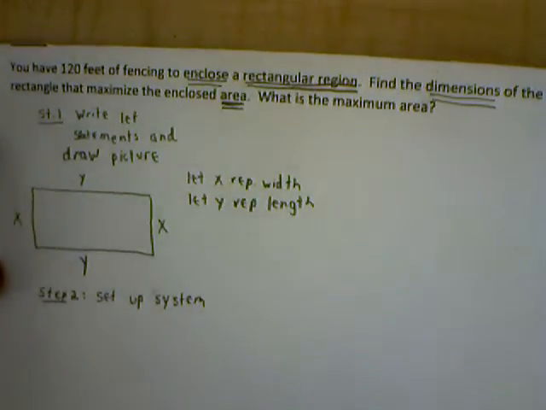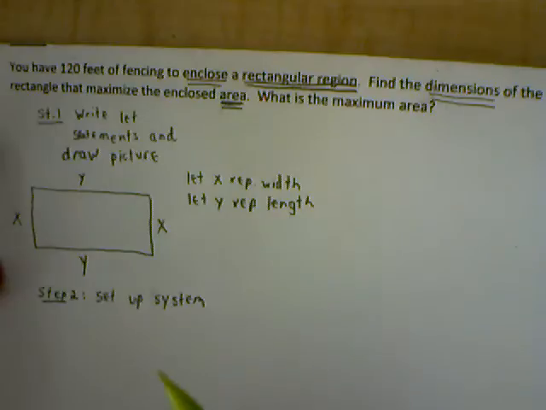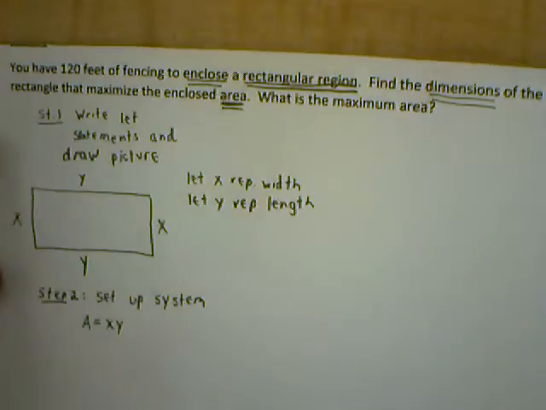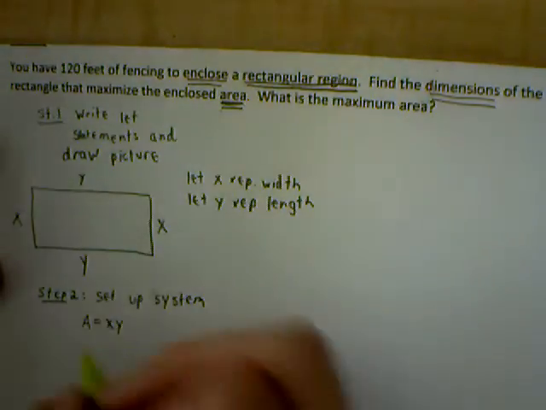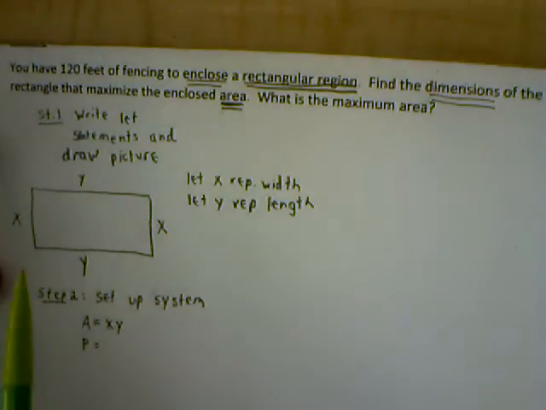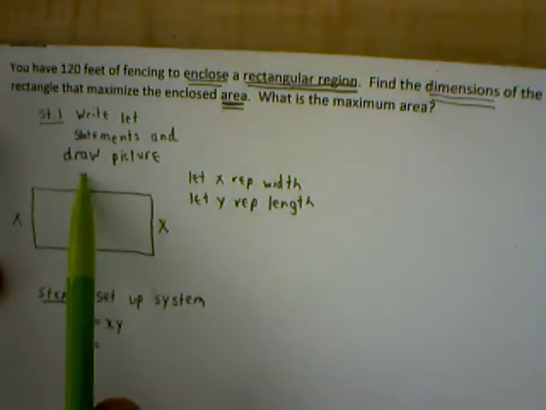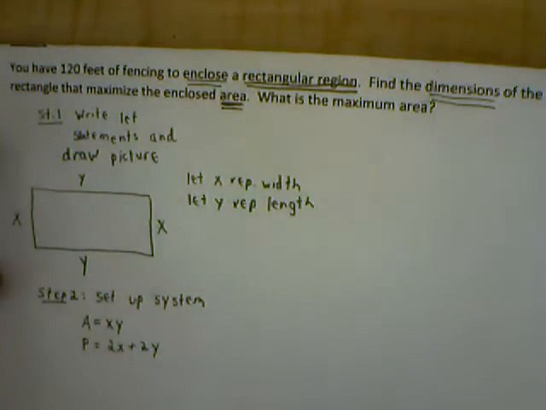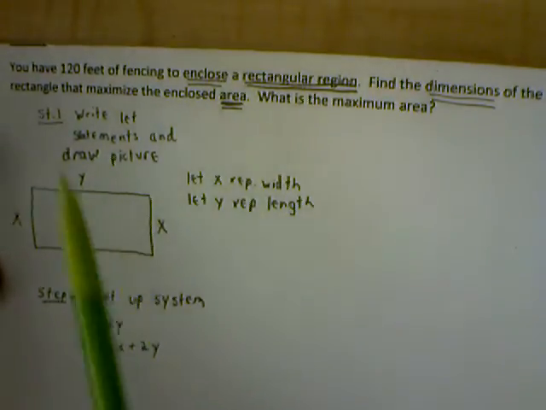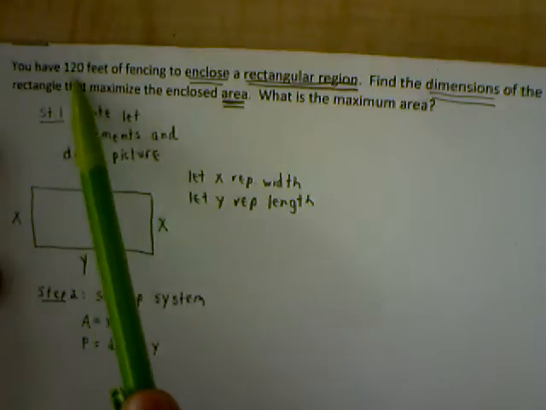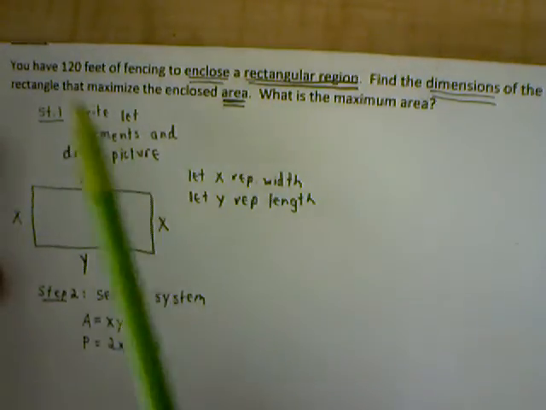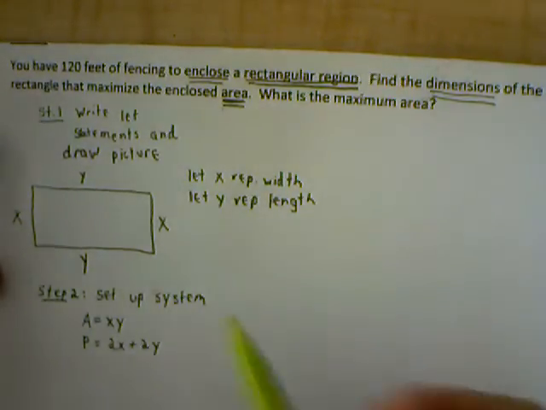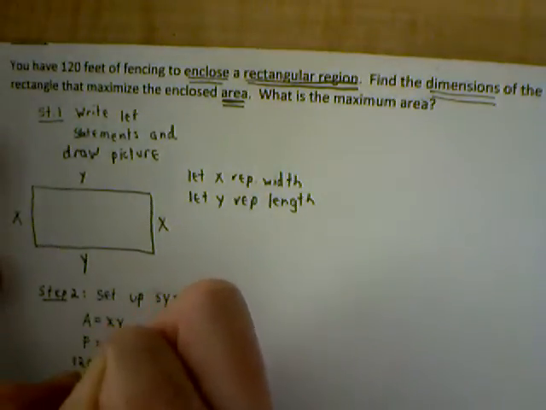All right, so let's go ahead and do that real quick. I know the area is going to be the length times the width, so A is going to be equal to x times y. Second, I know my perimeter equals the distance all the way around, x plus y, which yields 2x plus 2y. However, I need to pull one more piece of information out of the problem. It says that you have 120 feet to enclose the rectangular region. That means I'm going to use 120 feet of fencing to go all the way around. So my perimeter is actually 120. Instead of writing P, I'm going to write 120.